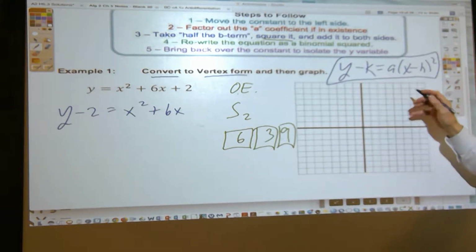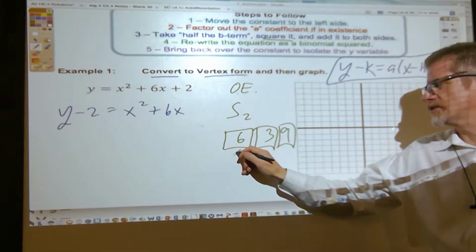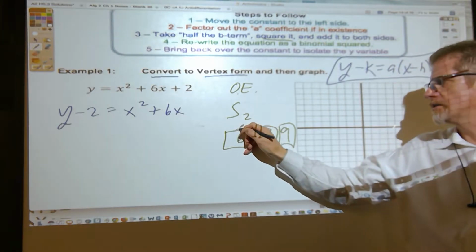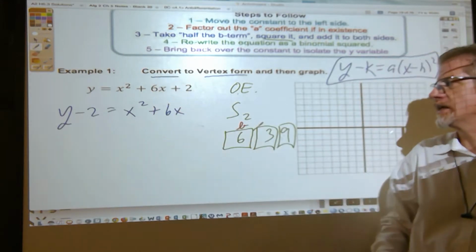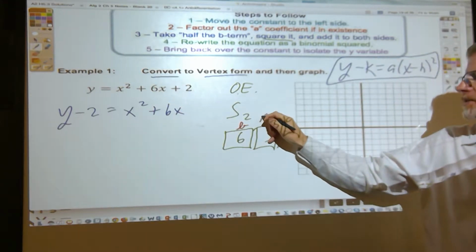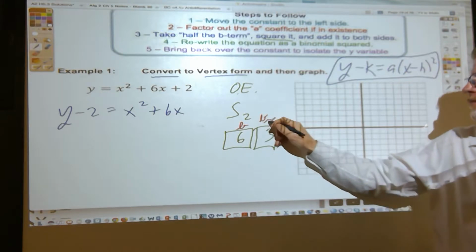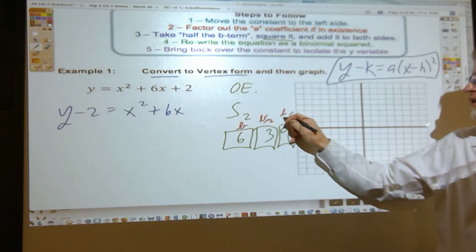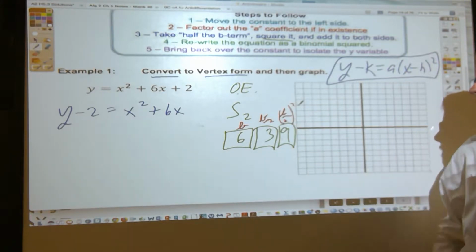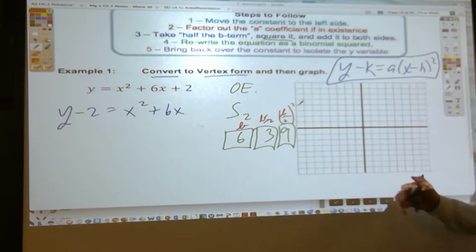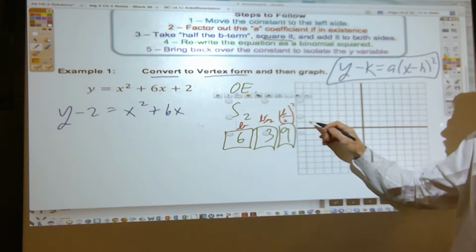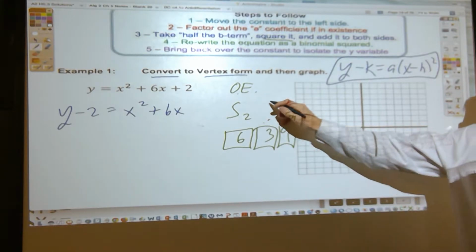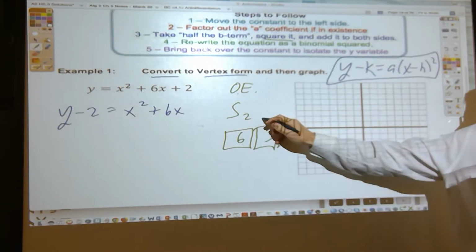Now, for note taking, if you want to make a note to yourself, this first box is always B. A is 1. B is 6. The second box is always B over 2, B divided by 2. Third box is always B over 2 quantity squared. But that stuff in red, of course, you would never write on a test, that's just for note-taking purposes. So let's make that go away.